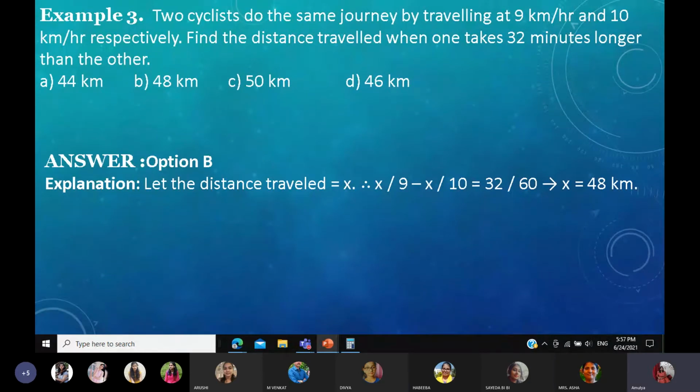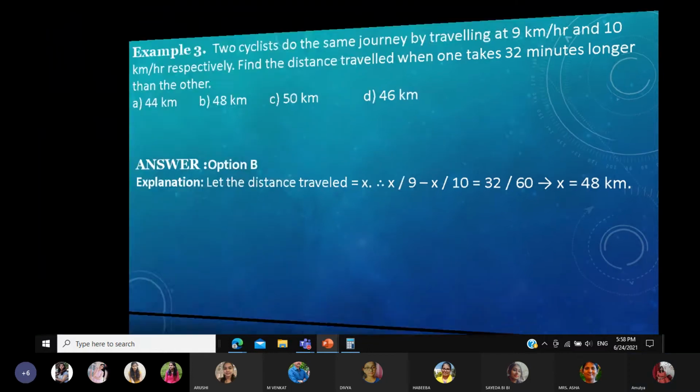Therefore, x divided by 9 minus x divided by 10 is equal to 32 by 60, where we were finding the distance x, where x is equal to 48 kilometers.